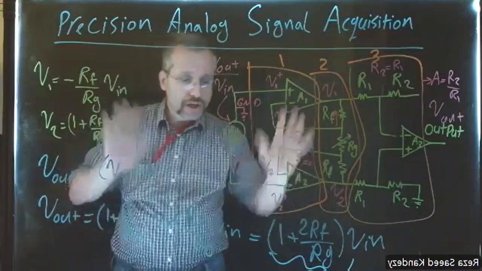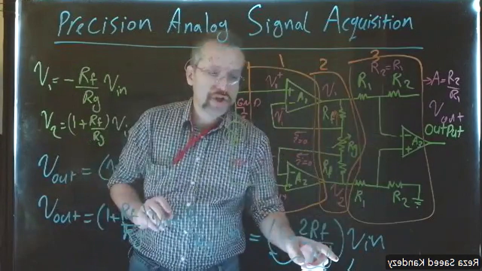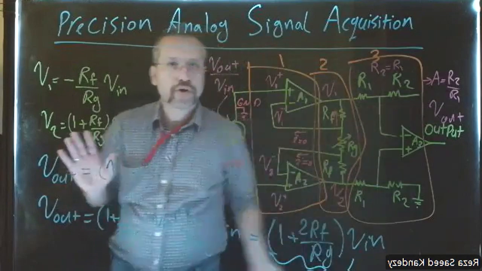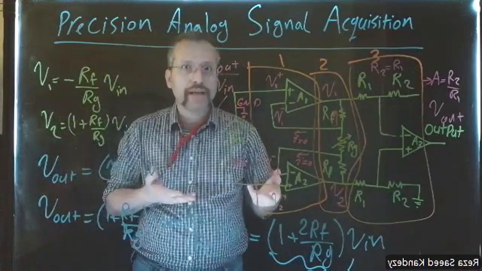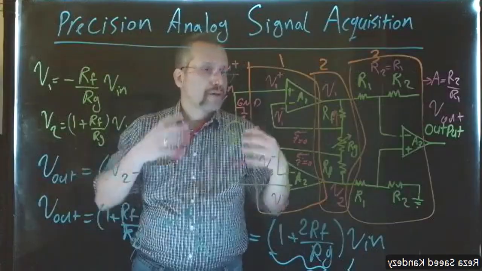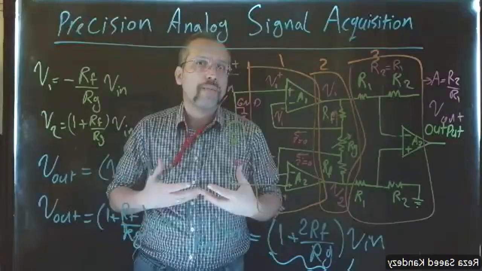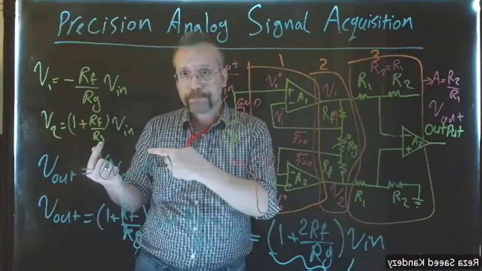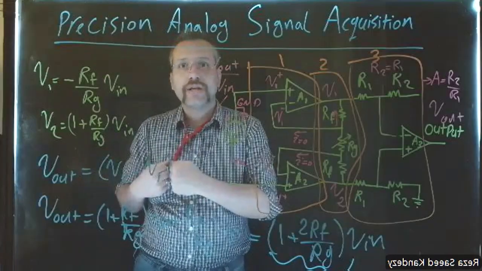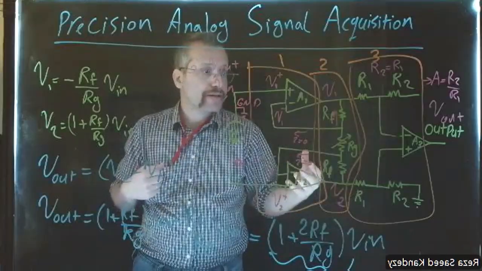Now, I'm not going to mention any numbers for RF and RG or R1 or R2. It's your job to design that. But this is the general description of the 3-op-amp amplifier. Now, let's go to the lab and see if this circuit actually works as it was intended.